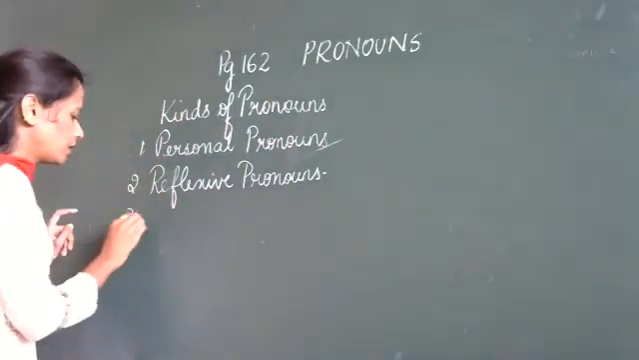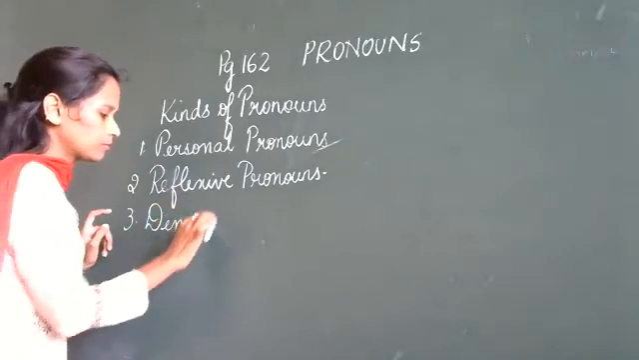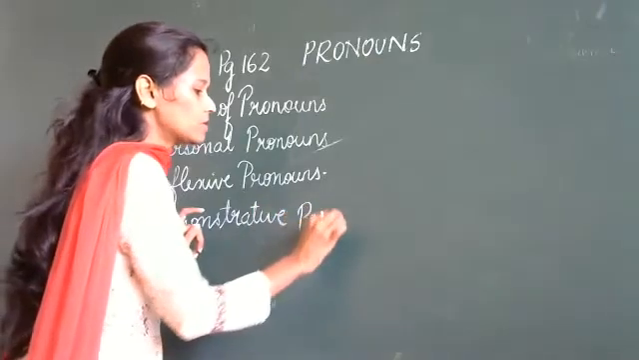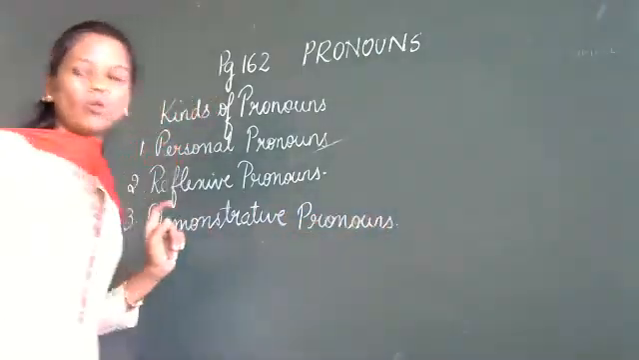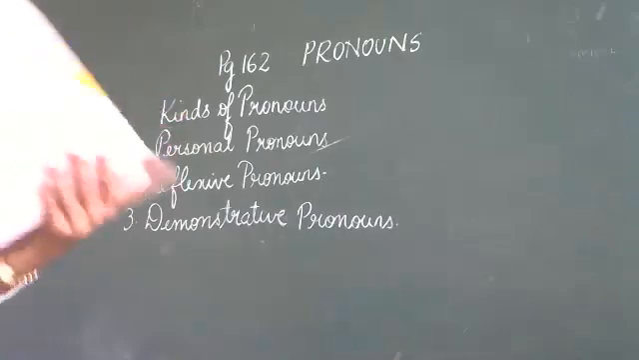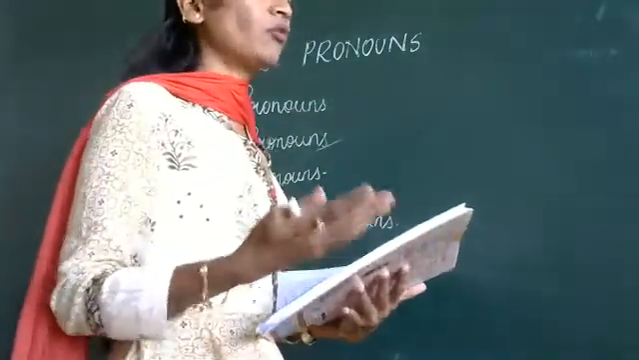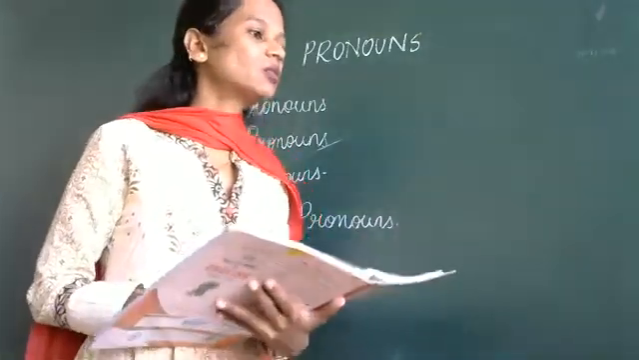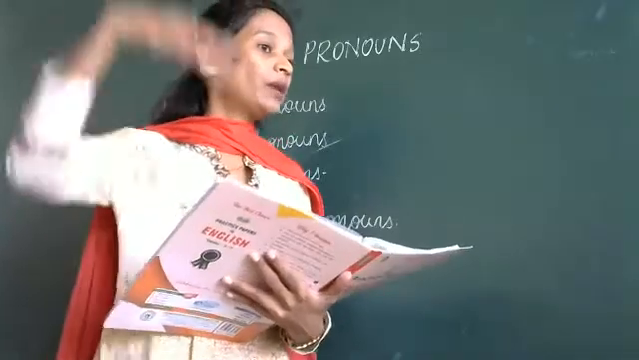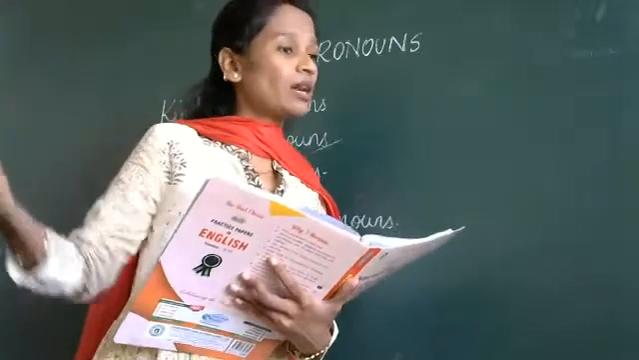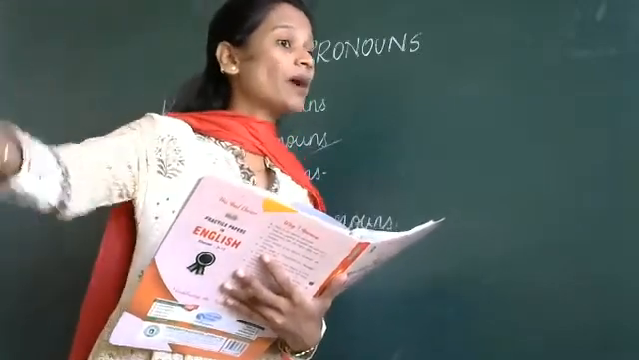The next one is demonstrative pronouns. Now what are demonstrative pronouns? See on page 163. Demonstrative pronouns are very easy. Demonstrative pronouns are used to point out persons or things for which they stand. That is this, that, these, those. This is my pen. Bring that book. Carry those books. Yes, bring these things from the market. Those mangoes are ripe.